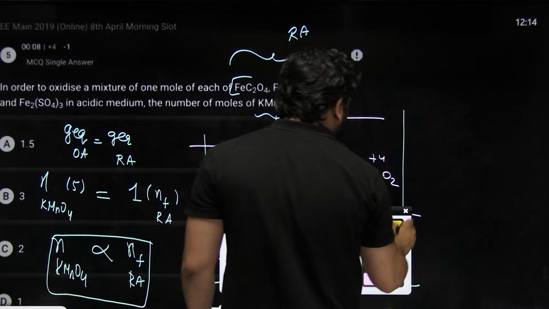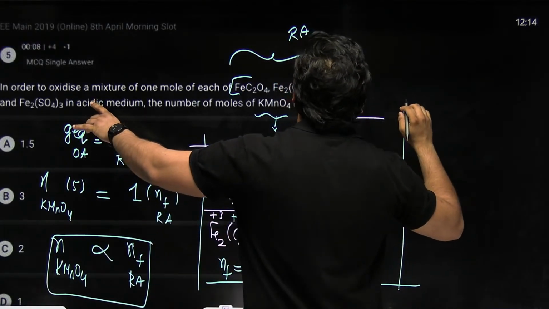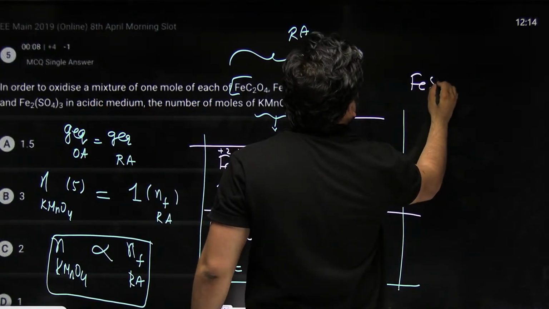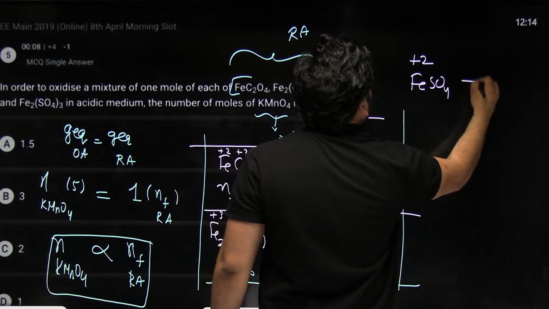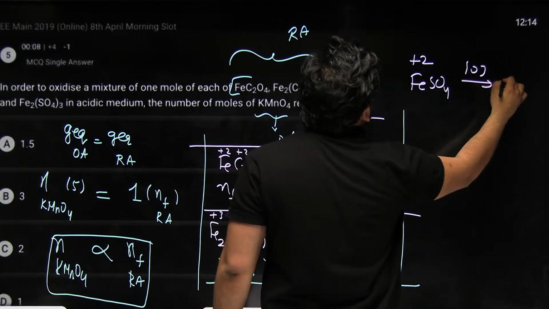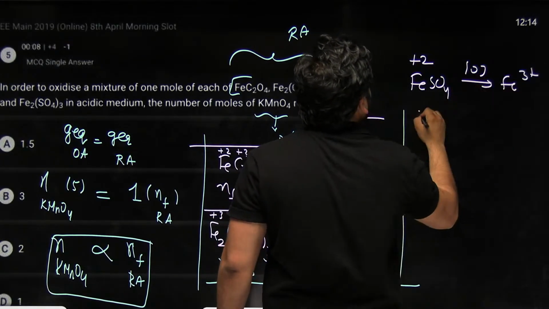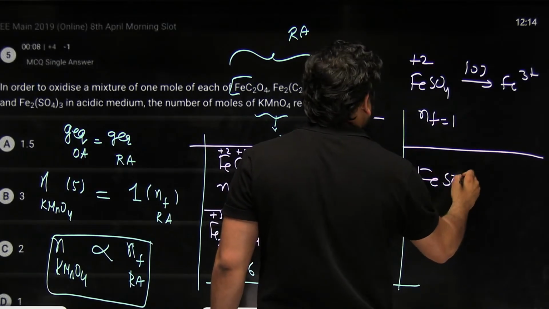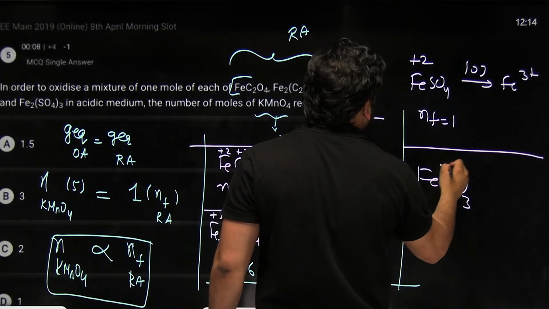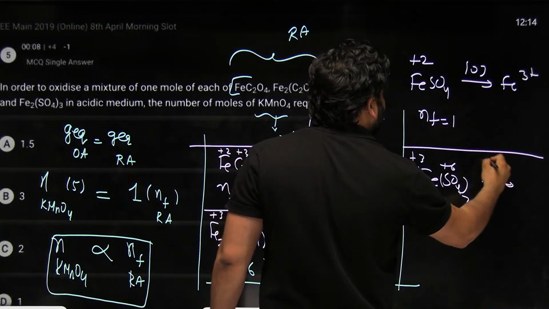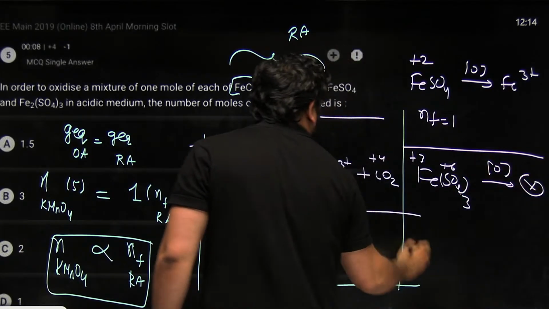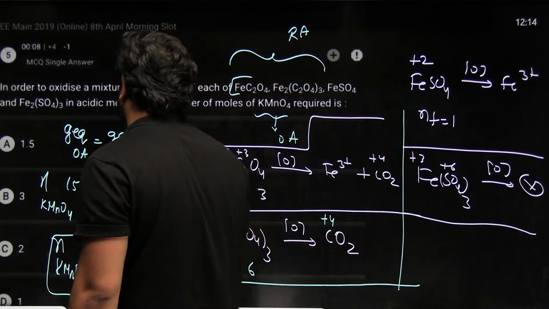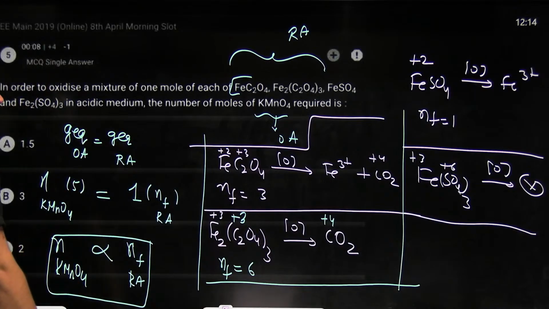Check out the further reactions. One of them is iron sulfate. FeSO4 has Fe in +2 oxidation state. Sulfur is already in maximum oxidation state and won't be oxidized further. So just the N factor will become 1. And the final part is Fe2(SO4)3, in which sulfur is in +6 and iron is in +3. So basically no oxidation occurs here, so the N factor is 0. So what do you think? How many moles of this are used?